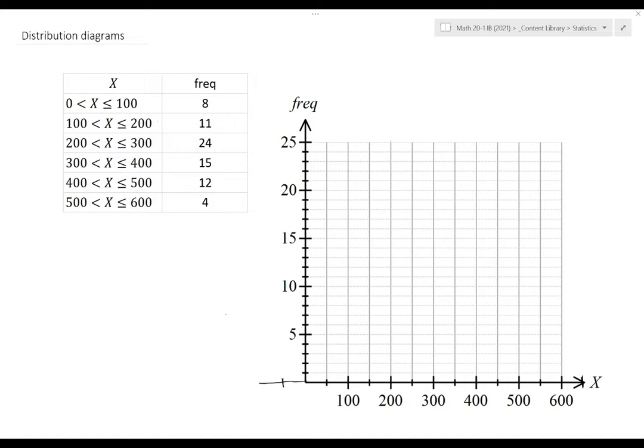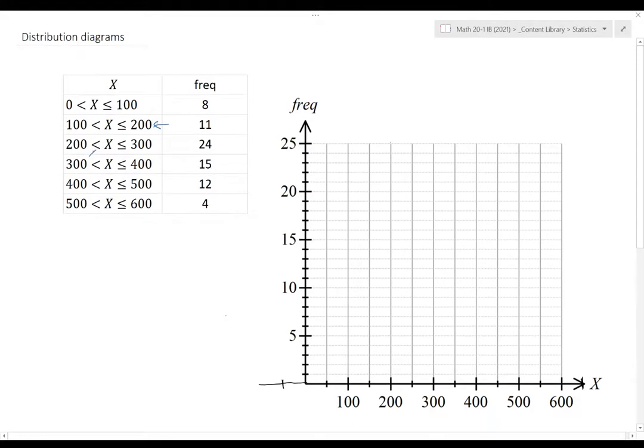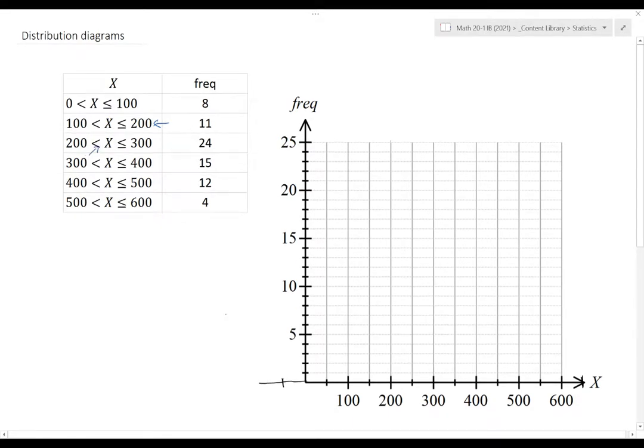So if I have a value of 200, for example, it's included in the second interval and not in the third interval. So generally, we'll only include the boundaries in one, so that if I have a value of exactly 200, I know where to put it. These are often used also for continuous data, so I might have something like 199.8 and so on.